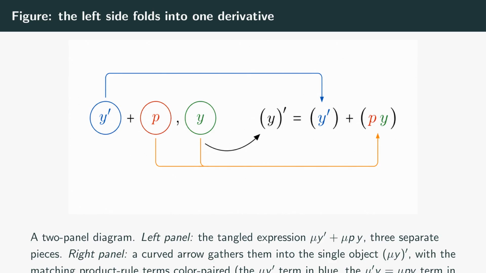Those two left-hand pieces are color paired to the two terms of a product rule. The blue piece, mu times y prime, is the first product rule term. The orange piece, mu times p times y, is the second term, because we built mu so that mu prime equals p times mu. Together they are nothing but the derivative of the single product mu times y. The arrow shows the two scattered pieces folding into one tidy derivative. That fold is the entire method. Once the left side is a single derivative, integration is trivial, and the differential equation is essentially solved.